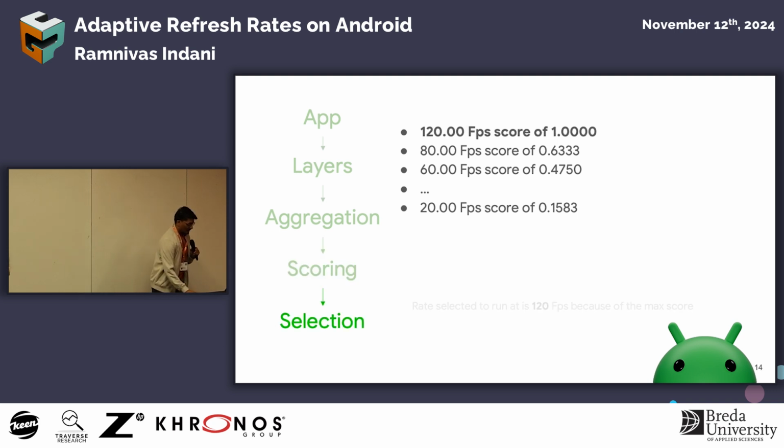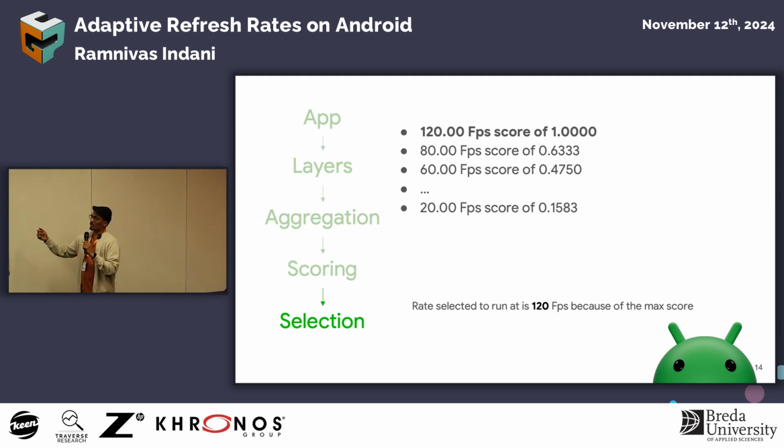So what happens here is we select 120 because it got the highest score. Different parameters are used to decide this scoring. One is the weight of the layer, the size of the layer, things like that. So there are certain parameters which are used.